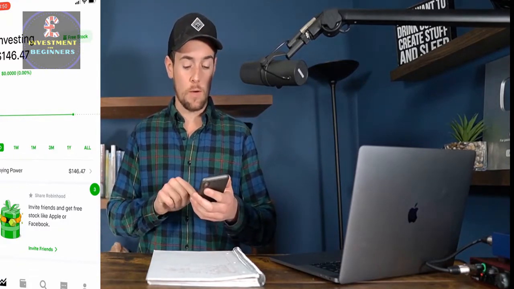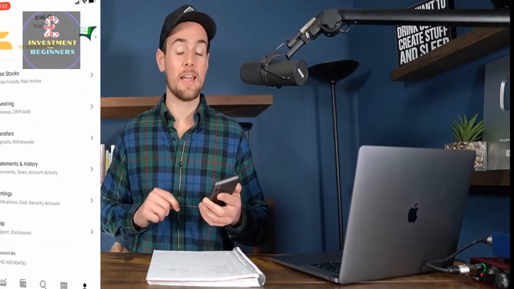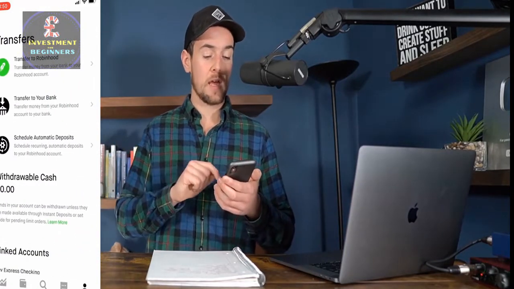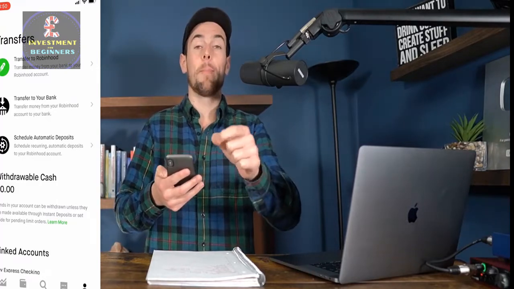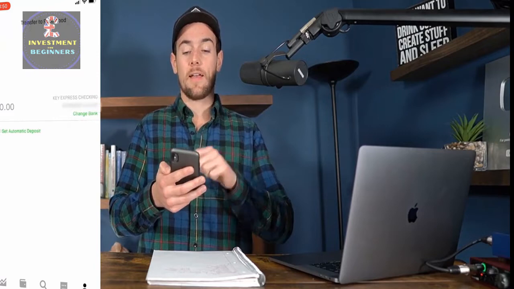So in order to do that, what we're going to do is go over to the person icon. After you click on the person icon, you're going to go over to transfers, and this is where you have a couple of different options. Number one, you can transfer to Robinhood. This is where you would transfer money from your bank to your Robinhood account. All right, this is what we're going to do first, because this is how we get money into the Robinhood account for trading. So we're going to go ahead and click on that, and then we're going to choose the amount of money that we want to move from my bank account to my Robinhood account.